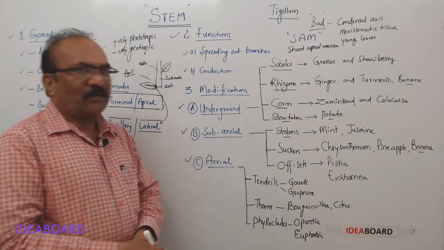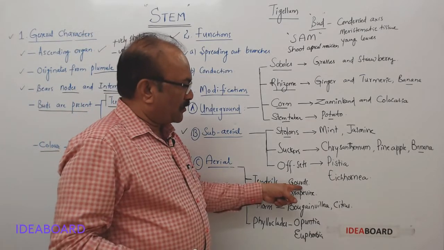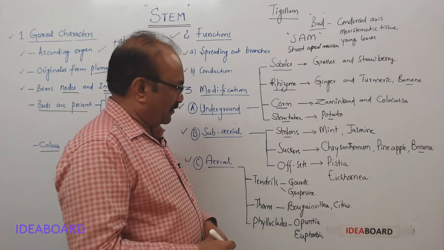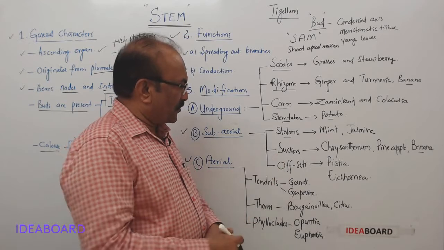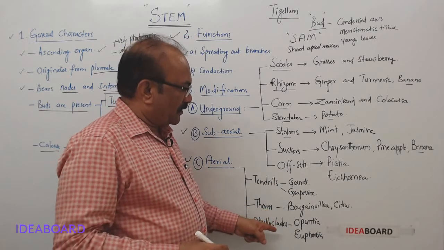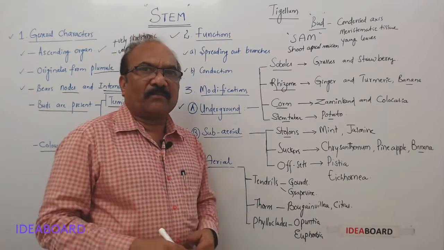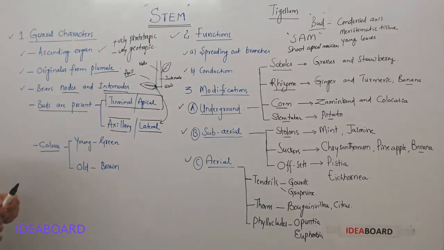Among aerial modifications, we will discuss tendrils, and the examples are gourds and grapevine. And we will discuss thorns, and the examples are bougainvillea and citrus. Phylloclades, and the examples are Opuntia and Euphorbia. You just note down all these details. Then we will discuss them in detail later.